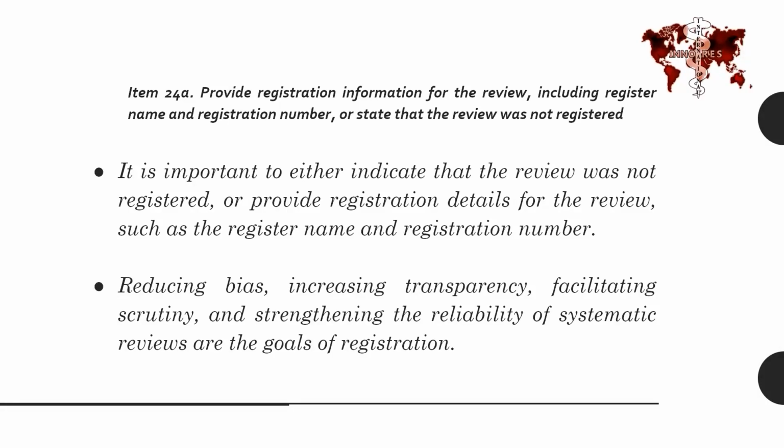Well, item 24 of the checklist deals with registration and protocol of the systematic review. So it's usually helpful to register the systematic review. That's because it helps to reduce bias, to increase transparency, to facilitate scrutiny, to strengthen the reliability of the systematic review, because people can compare what you specified, what was pre-specified, and what was eventually reported in the review. And then they can also decide if there were any deviations that could have introduced bias.